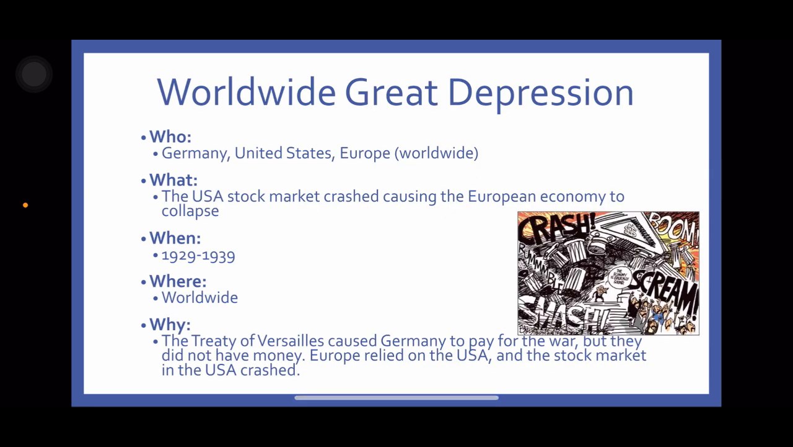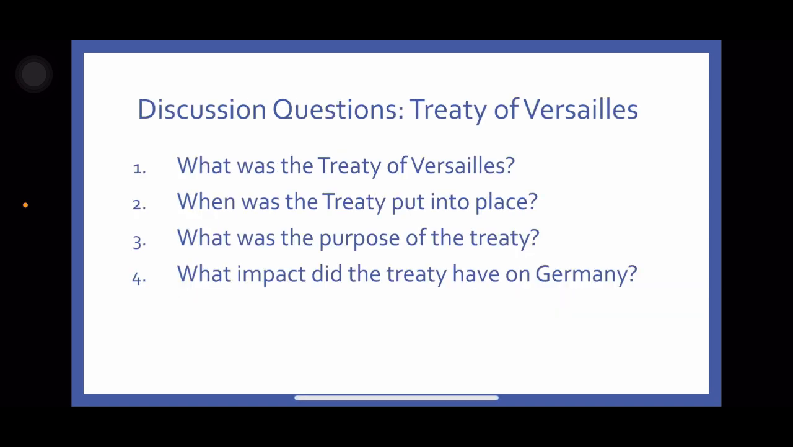Worldwide Great Depression, of course, the United States stock market crash, and a lot of countries that were dependent on the United States began to crumble. Because the Treaty of Versailles caused Germany to pay for the war, but they did not have money. Europe relied heavily on the United States, and the stock market in the USA crashed, meaning everybody in the world was struggling. Next. Discussion question.